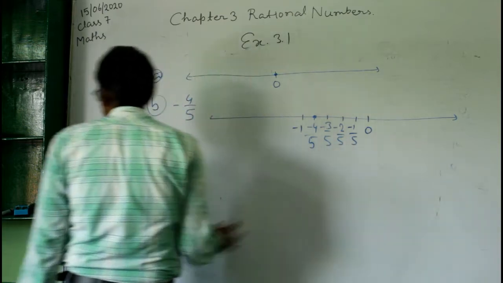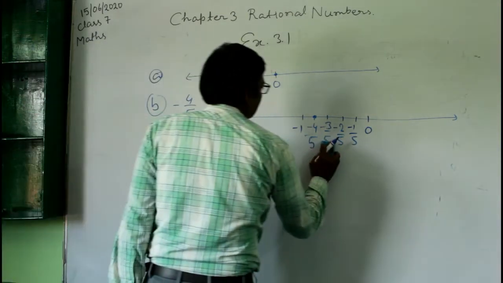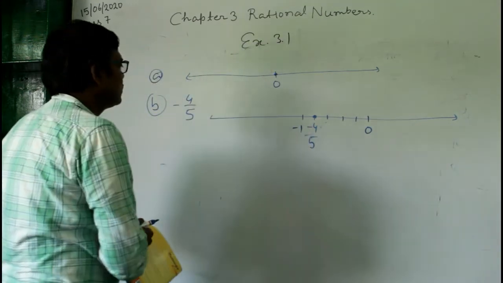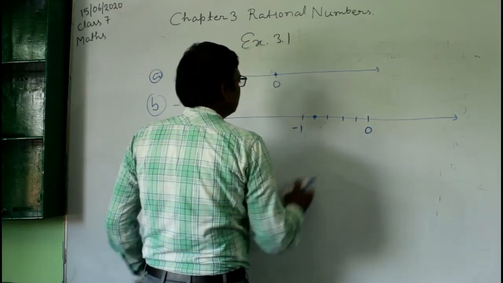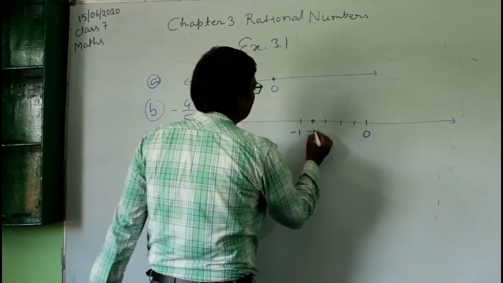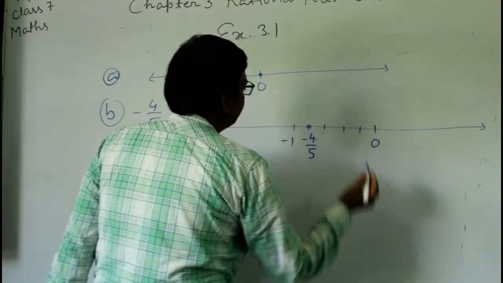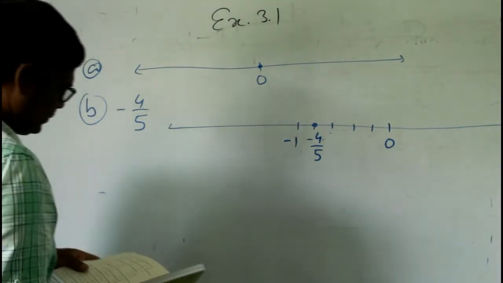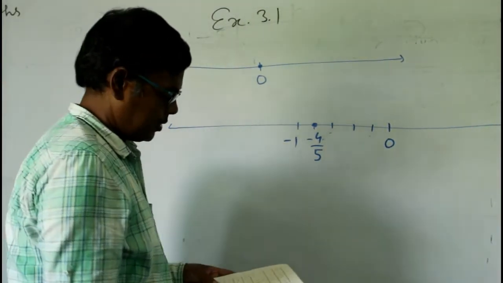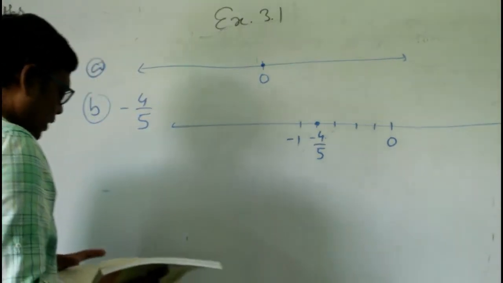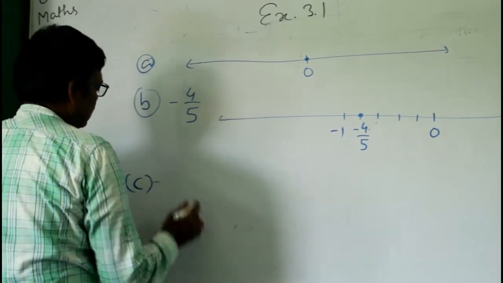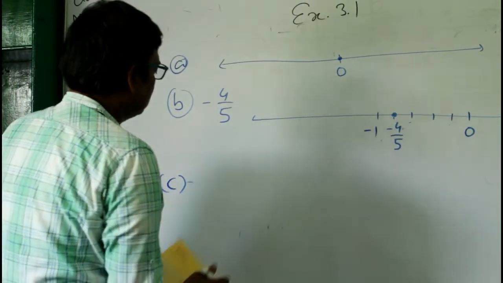So we will not have to write these numbers. So this is the number minus 4 by 5. This point represents the number minus 4 by 5. So similarly now here next number C. In number C you have the number minus 7 by 6.